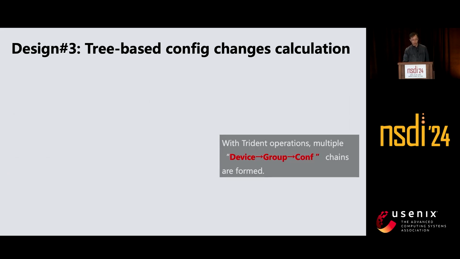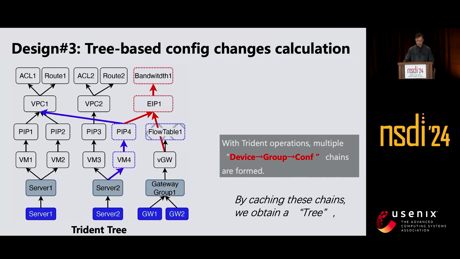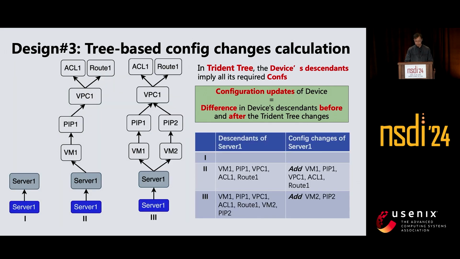The third design is to accelerate. So with the relate operation, we can form multiple device group conf trees. What we call a routing tree, just like this one. So in a routing tree, the device's descendants imply all its required confs. Configuration update means that we need to calculate what has changed in its tree and then find the changes and send them to this device.